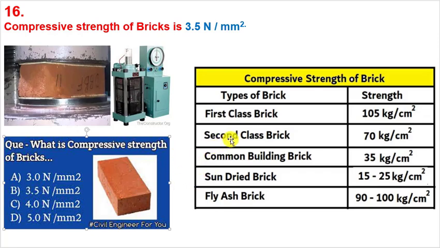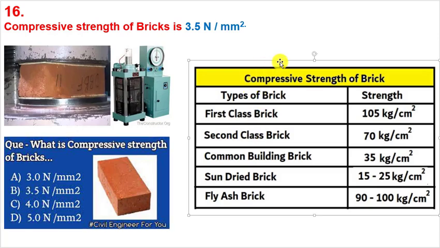If you want to remember these values too, I have given the compressive strengths of different types of bricks: first class, second class, common building bricks, sun-dried bricks, fly ash bricks. And from this table, what you need to remember is that the sun-dried bricks have the least compressive strength, and the first class brick has the highest compressive strength. That's the important point to remember from this table.